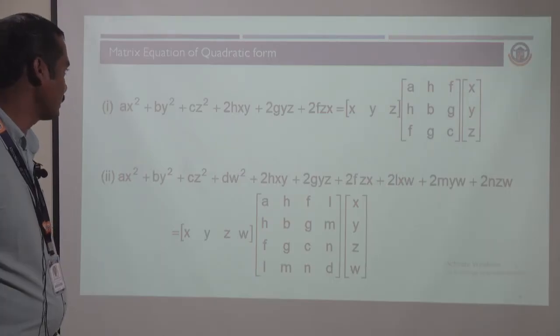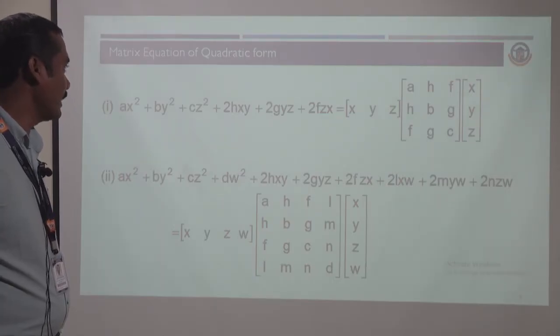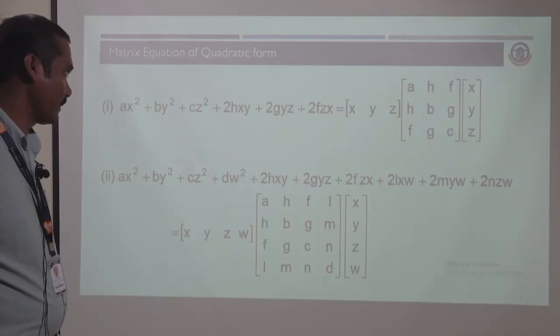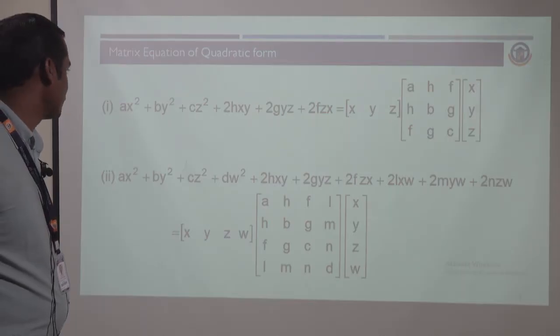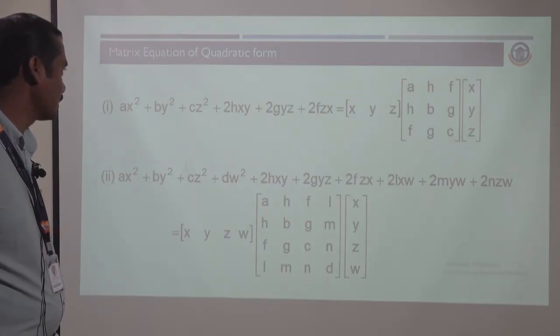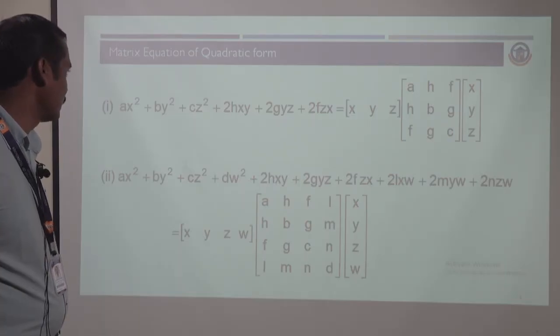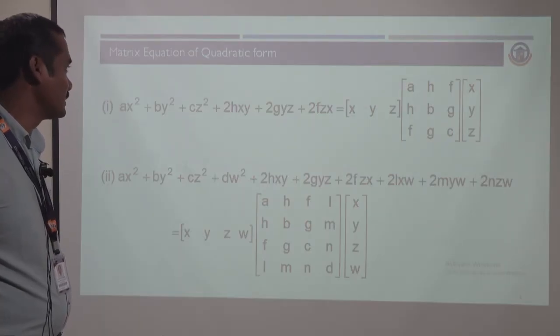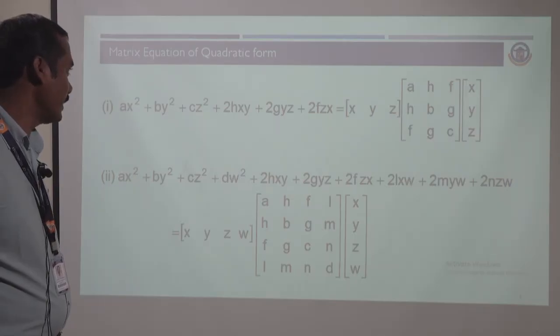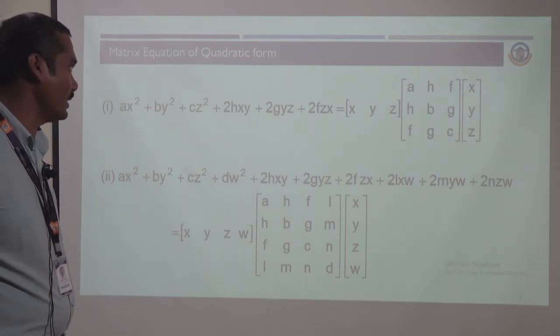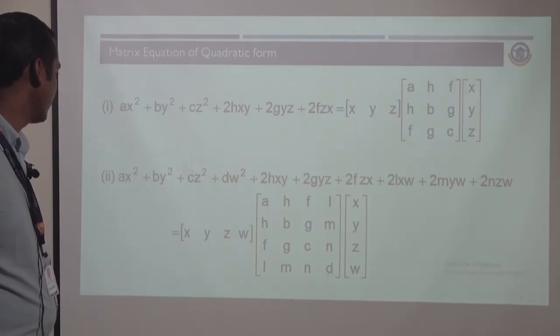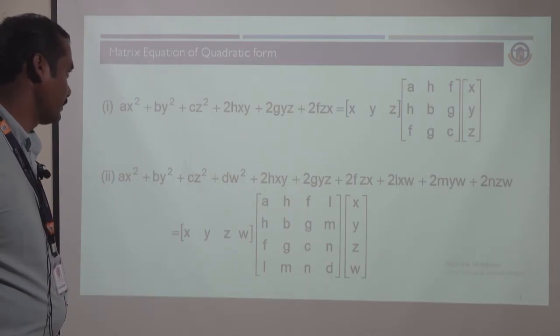The second row entries are the coefficients of yx, y square and yz. The first entry is the coefficient of y and x, that means 2h divided by 2. The second one is the square term, that is b, and the third one is the y and z coefficient 2g, which divided by 2 gives g. Similarly, we can formulate the third row, and the last one is the transpose vector x, y, z. The second example is given for 4 by 4 matrices, that means quadratic form in 4 variables.